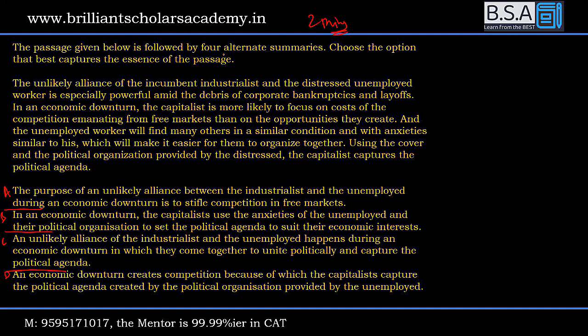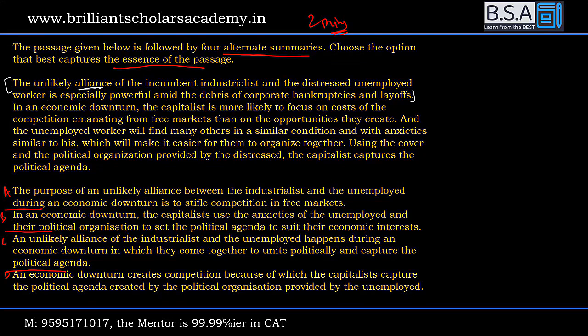We are looking for a summary that captures the essence of the passage. The unlikely alliance of the incumbent industrialist and the distressed unemployed worker is especially powerful among the debris of corporate bankruptcies and layoffs. These are very dangerous words being used.